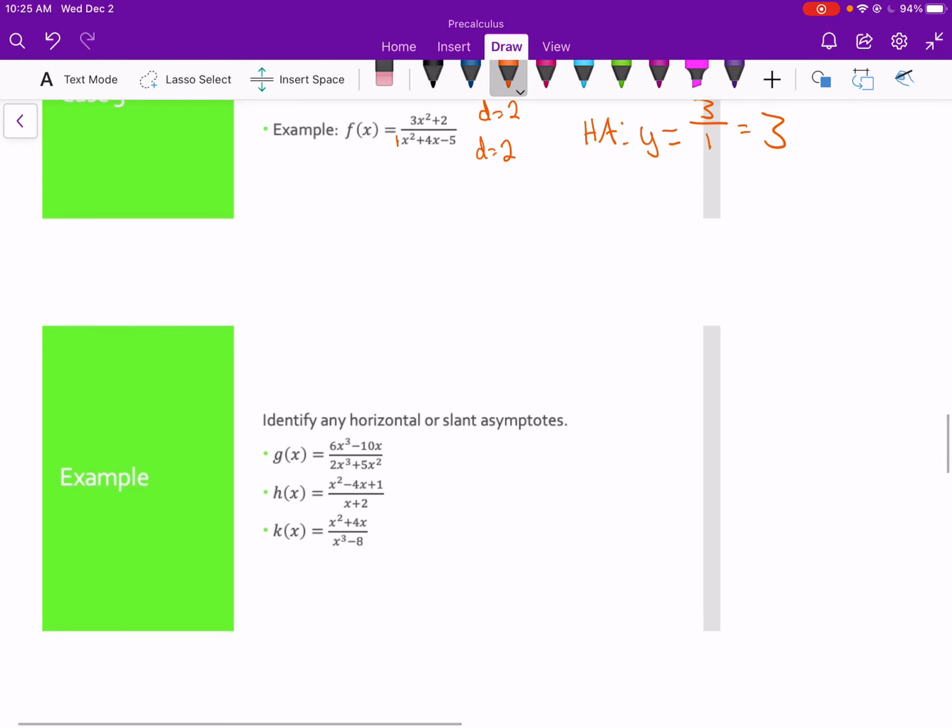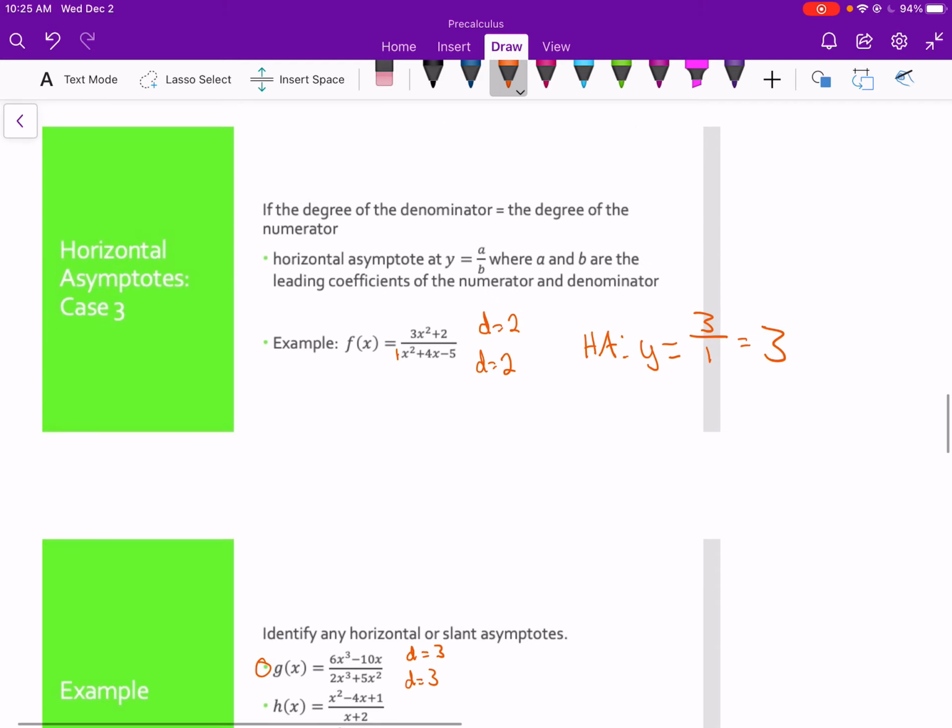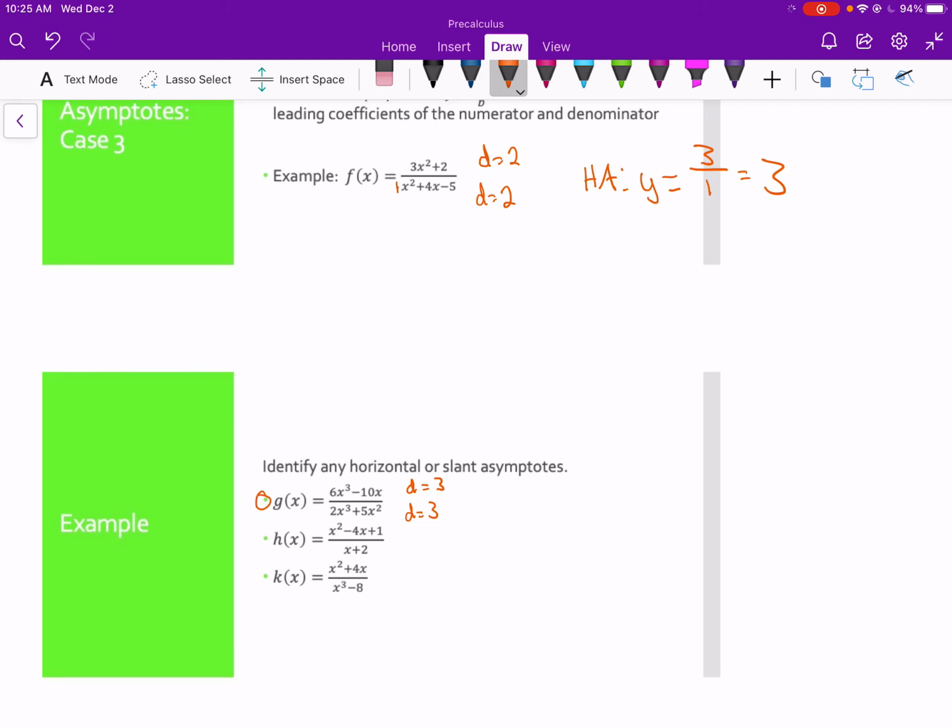So let's identify any horizontal or slant asymptotes here. So let's look at this first function g. First, we want to identify the degrees of the top and the bottom. So on here, the degree of the numerator is 3, and the degree of the bottom is 3. So in this case, it's a case 3, where they're equal. So our horizontal asymptote is going to be the line y equals, and then we look at the leading coefficients. So 6 over 2, which is just 3. So there's our horizontal asymptote.